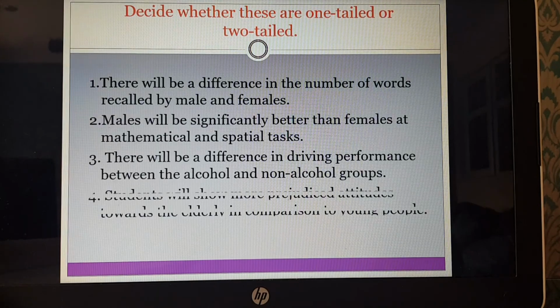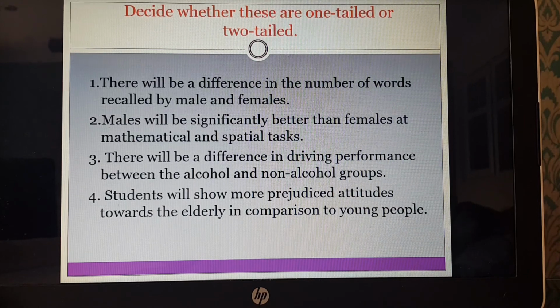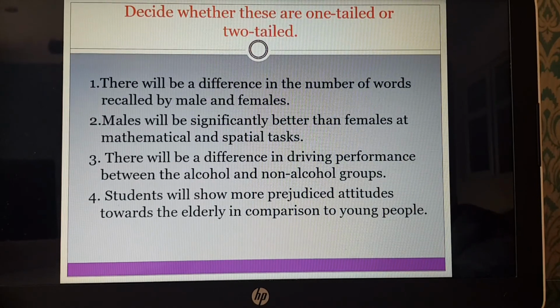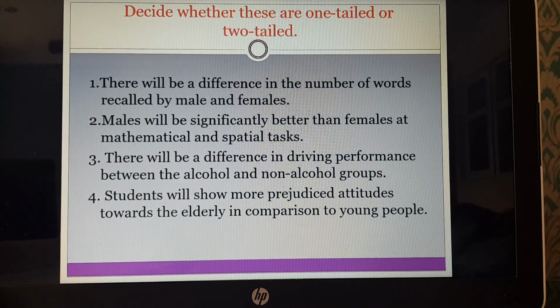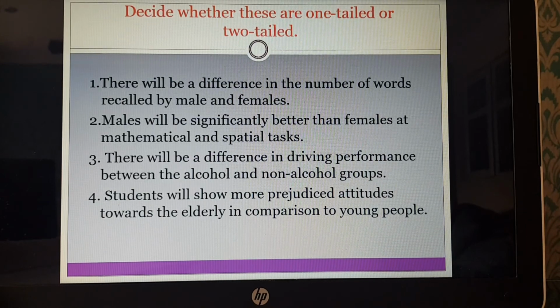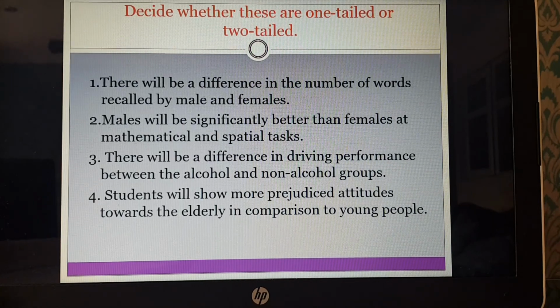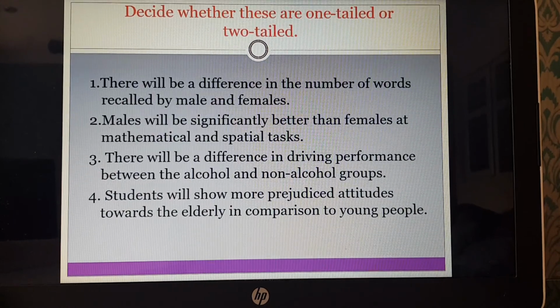So just pause and have a go and see if you can figure out whether these are one-tailed or two-tailed. Okay, so the first one: there will be a difference in the number of words recalled by males and females. That is a two-tailed. Number 2: males will be significantly better than females at mathematical and spatial tasks. That's one-tailed because we're saying specifically males are going to be better. And number 3: there will be a difference in driving performance between alcohol and non-alcohol groups. That is a two-tailed because we're saying there's going to be a difference. Note the word difference. When there's the word difference in there, most likely it's going to be a two-tailed.